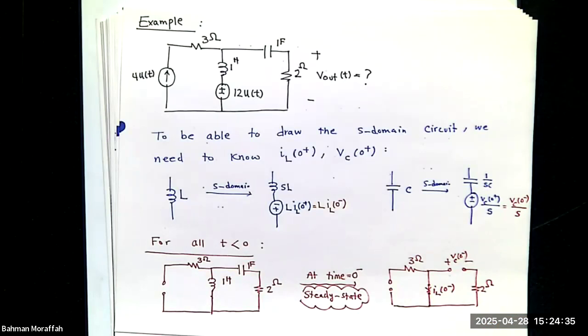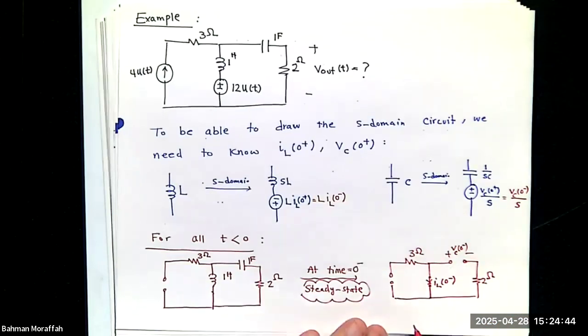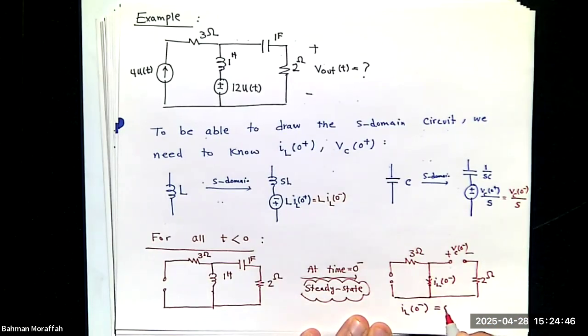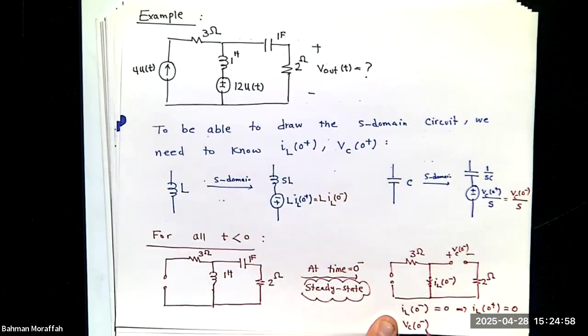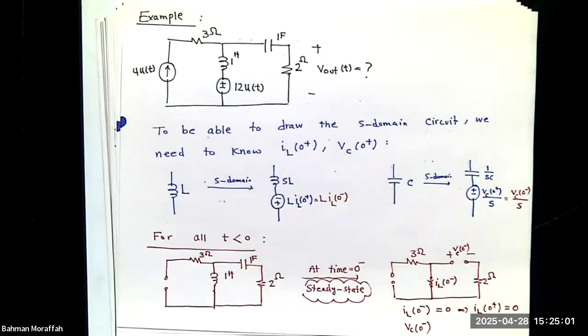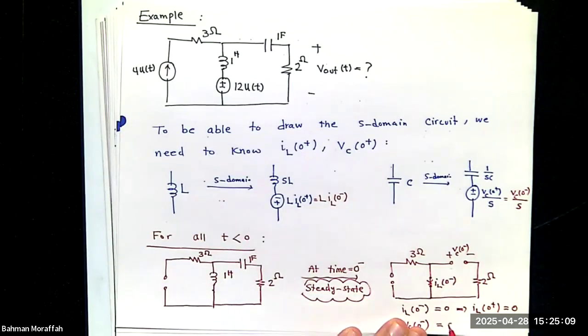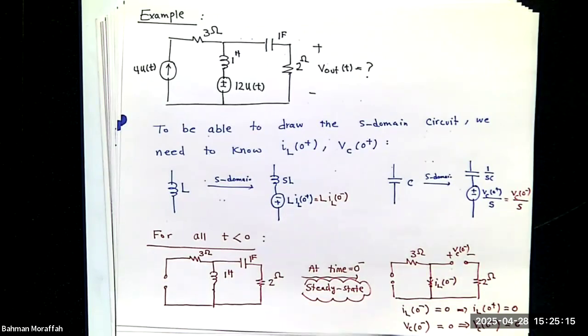What is IL at time 0 negative? Well, just write a KVL in one of these loops. What does it tell me? It tells me IL at time 0 negative is 0. I immediately know IL at time 0 plus must be also 0, right? How about VC at time 0 negative? Well, again, it's sufficient to write a KVL in this loop, which I can see is 0. Okay? Which I immediately know VC at time 0 plus must be 0.